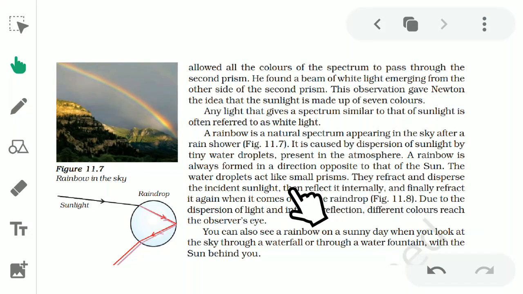So which phenomena are involved in the formation of a rainbow? That is refraction, internal reflection, and dispersion. And this diagram also you learn it.